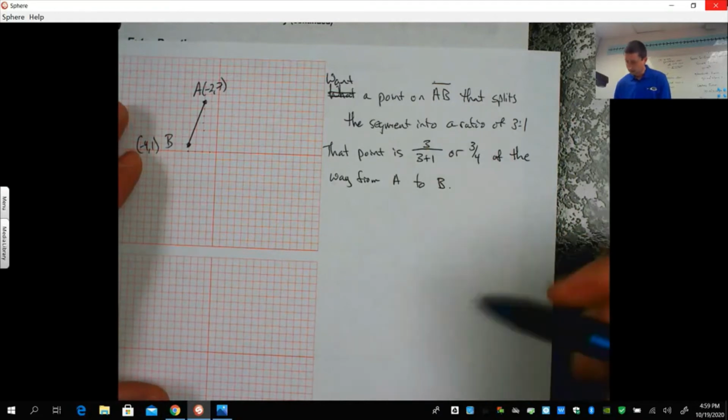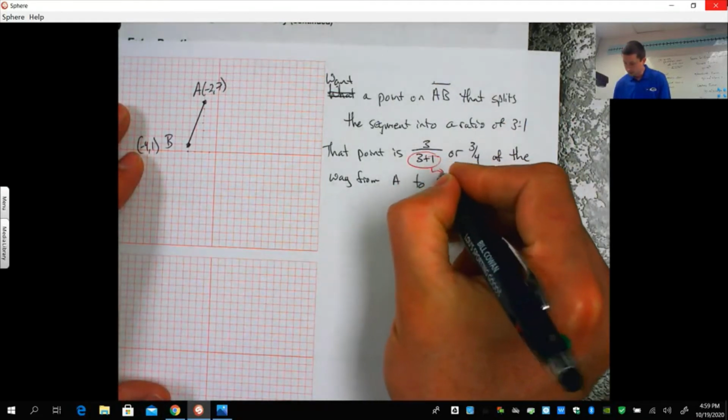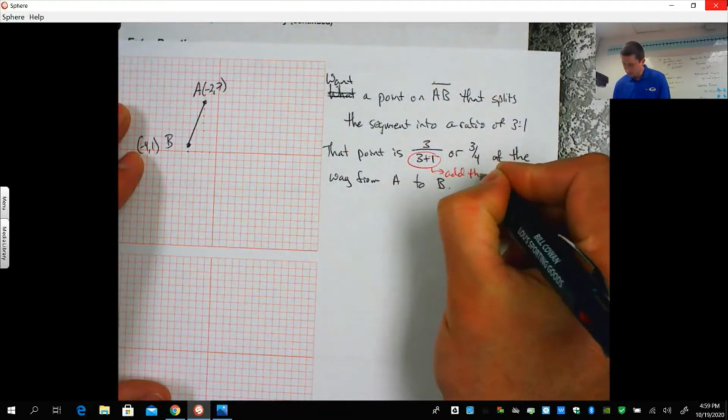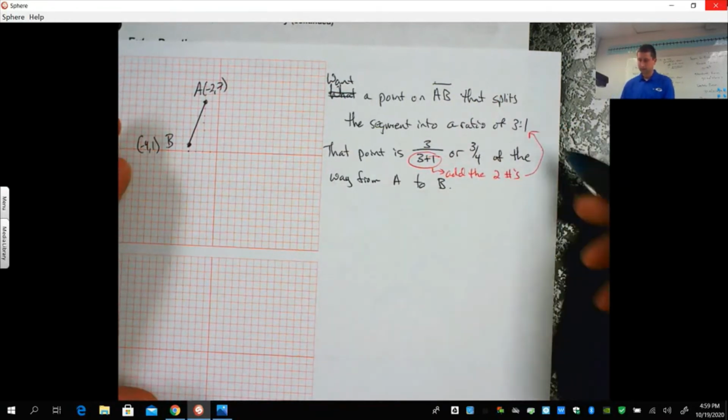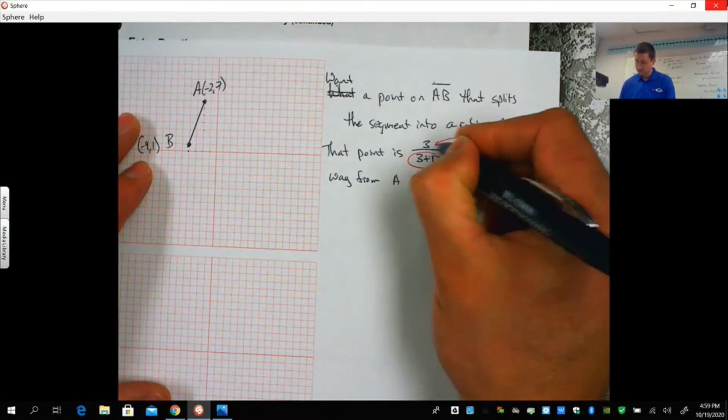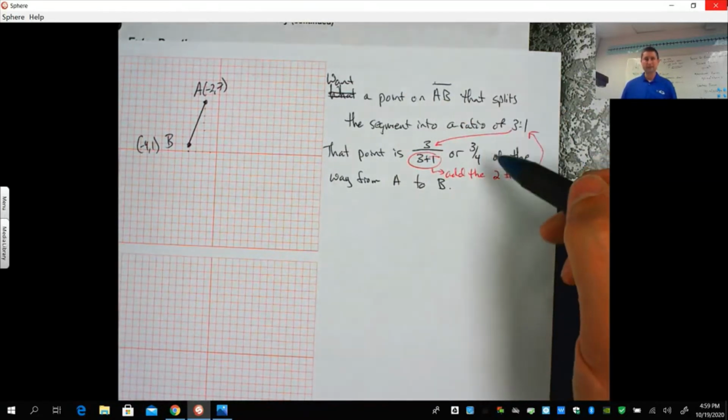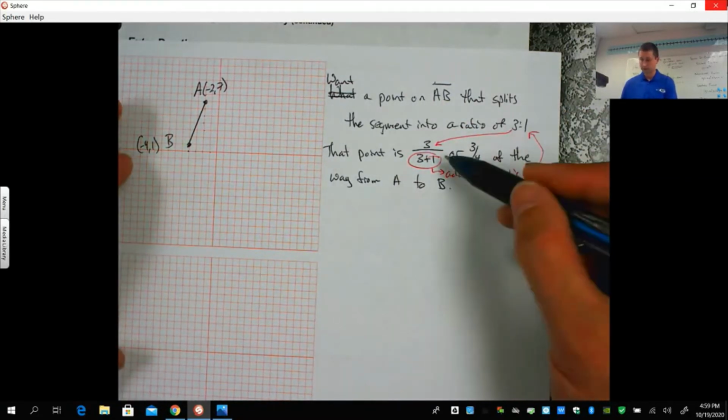Okay, keep in mind this right here came from adding the two numbers that were right there. So this is the top number. So it's the first number over the sum of the two parts.